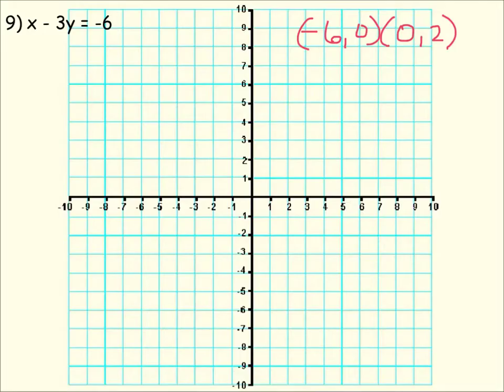All right, I'm going to graph my first one, -6, 0, and 0, 2. And I'm going to draw my straight line showing it's going through the x-axis and the y-axis.